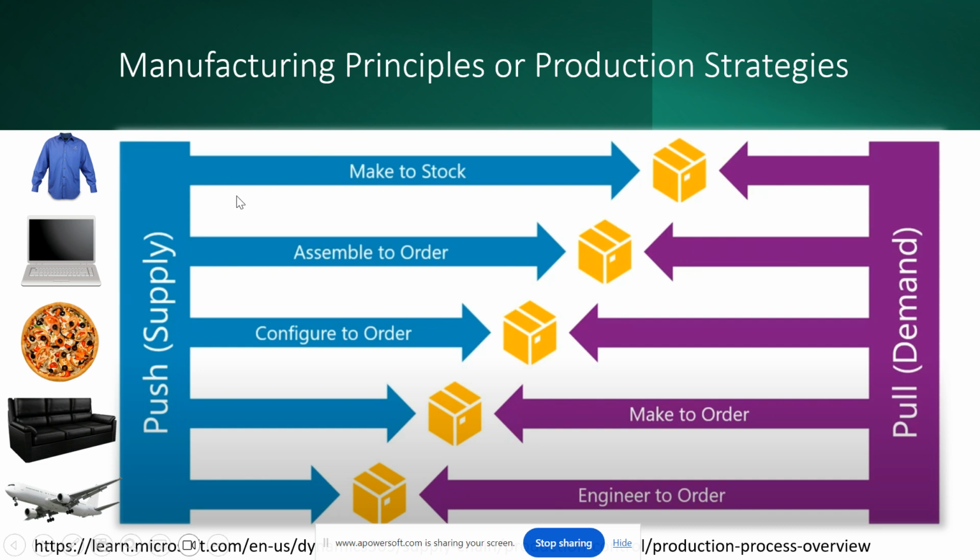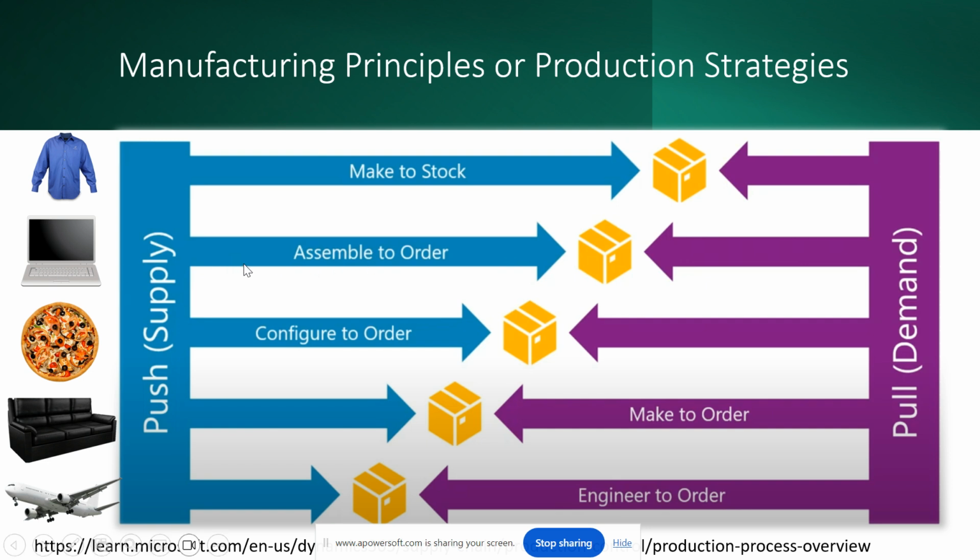So that is basically a push strategy. You manufacture the item and make sure the stock is available in your inventory. And then you can have assemble to order also. This is the strategy which is used in case of manufacturing items which have individual components, like a laptop or maybe a bicycle, where you have individual components which need to be assembled in order to give a finished product to the customer, right?